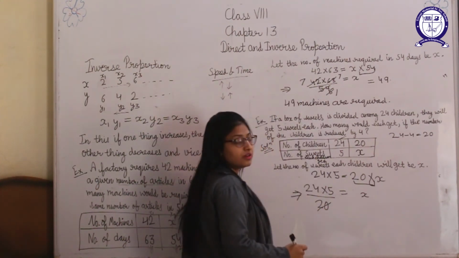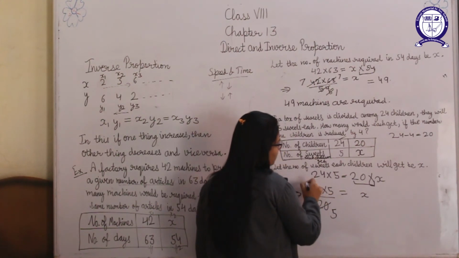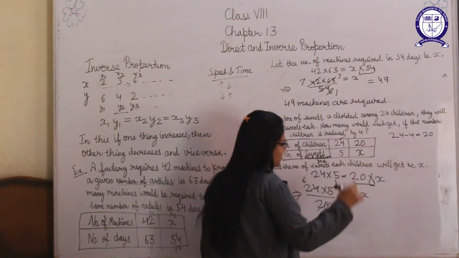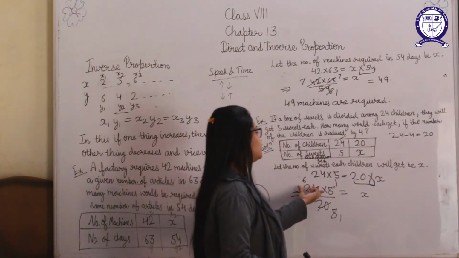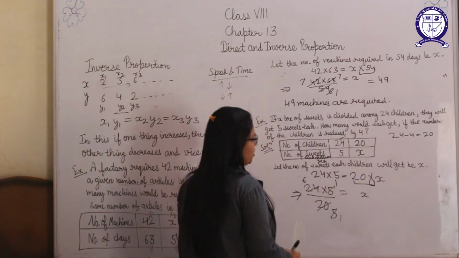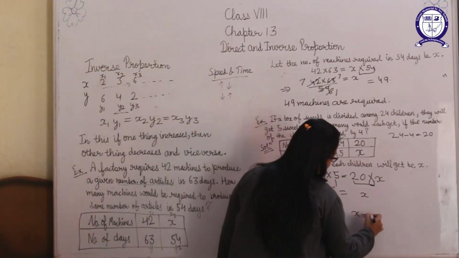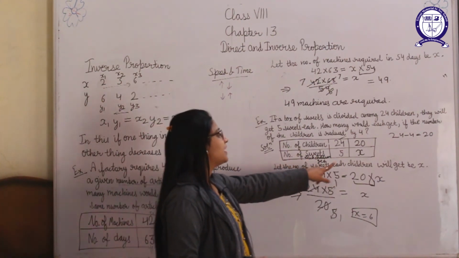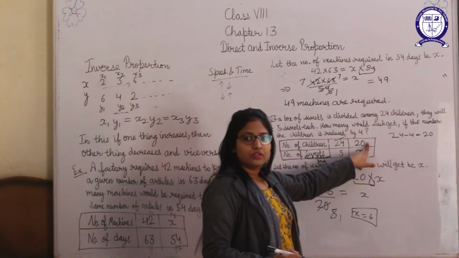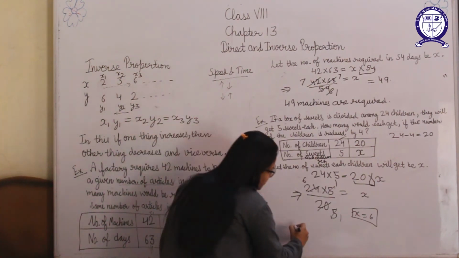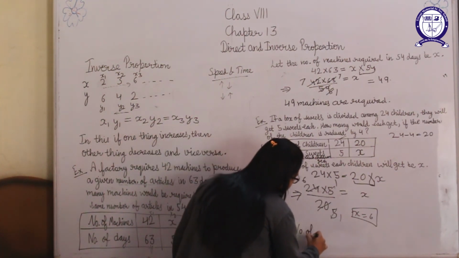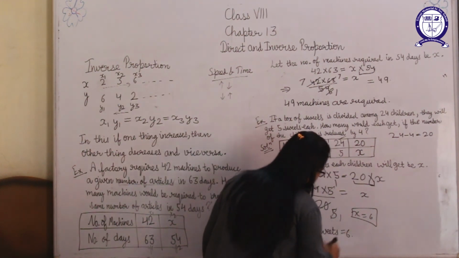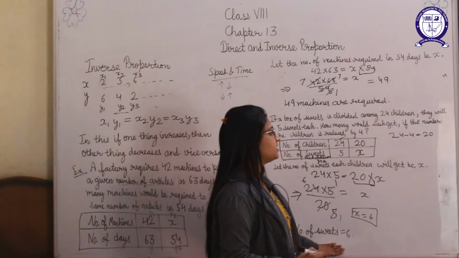Now 4 5s is 20 and 4 6s is 24. Now by this 5 can be cancelled out, so what is remaining here? Only 6. So x comes out to be 6. So what was x here? X was the number of sweets each child will get if the number of children is 20. So we will write here that the number of sweets equals 6. Right, the number of sweets will be 6.